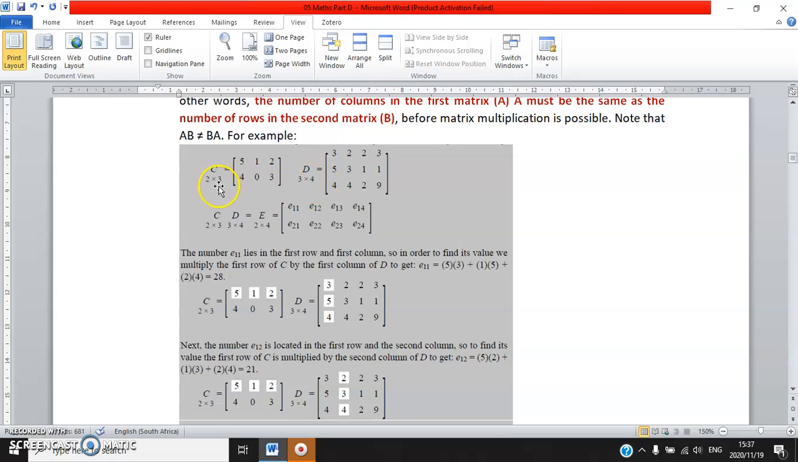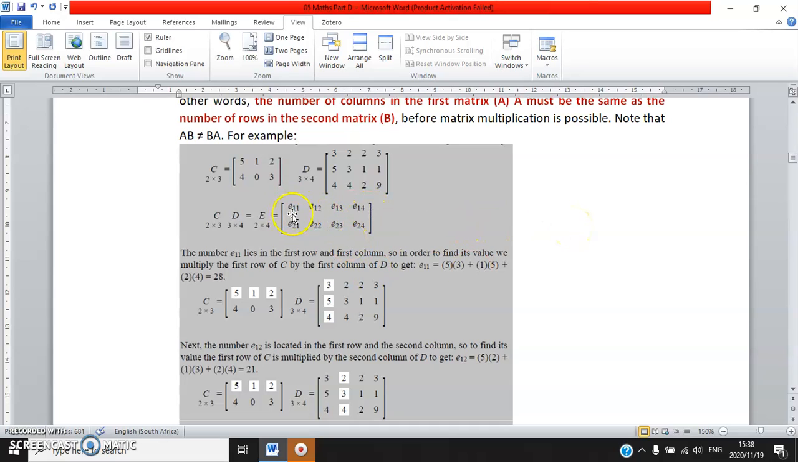So clearly the number of columns in the first matrix is equal to the number of rows in the second matrix. And then this new matrix E, which is the product of C and D, would have 2 rows, 4 columns. And then I put the entries here, E11, E12, and so forth.